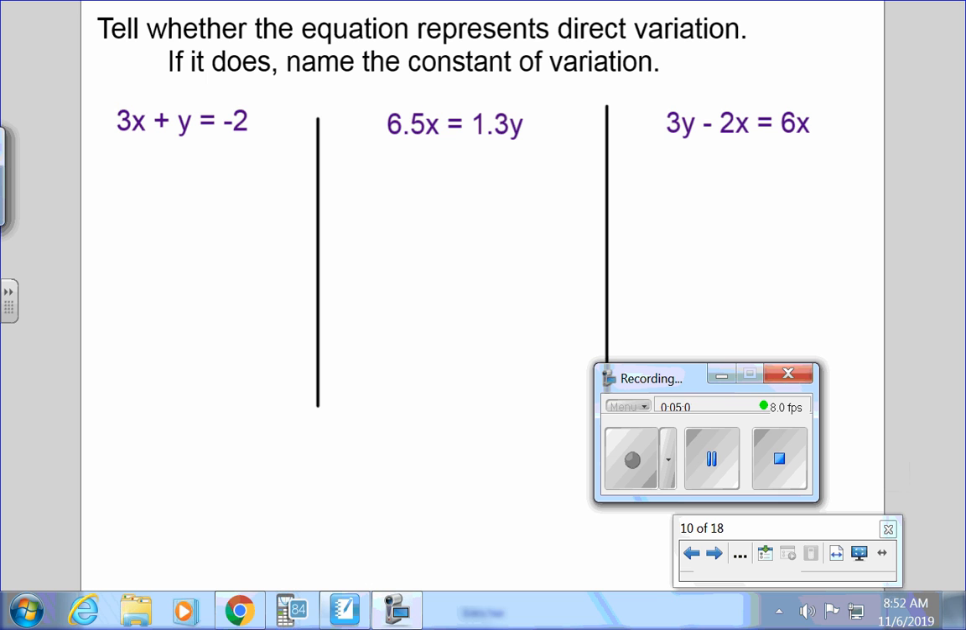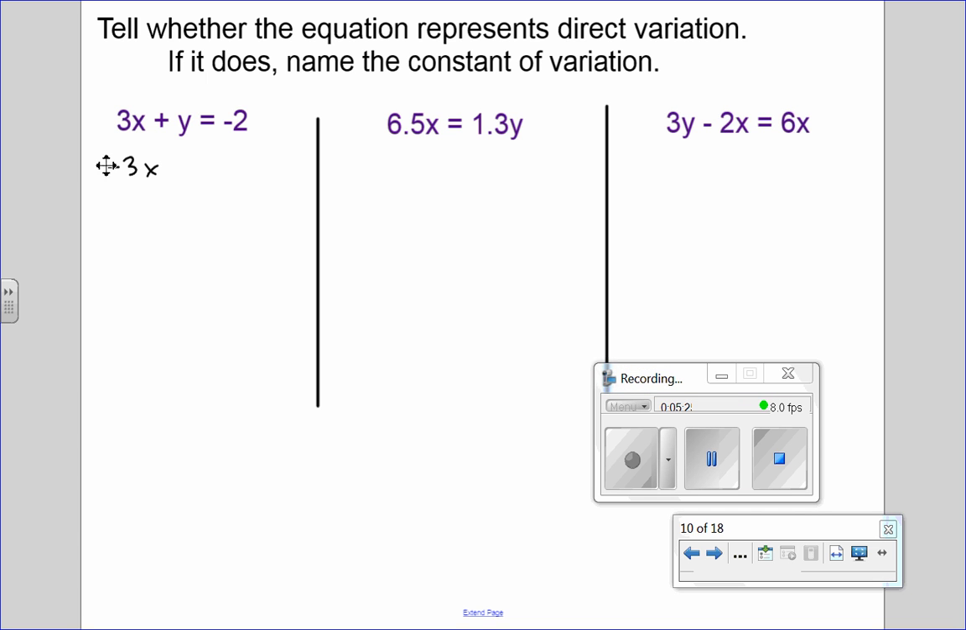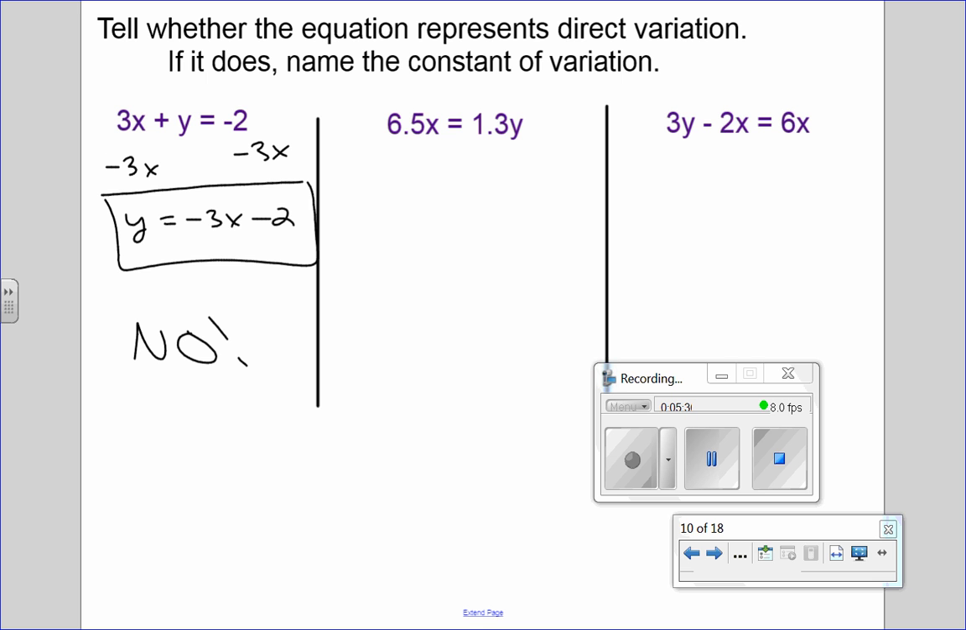Okay, so we're going to look at all these different equations. We're going to try to get them into slope-intercept form, and we're going to say yes or no whether it's direct variation. So once it's in slope-intercept form, if it has a slope but it has a y-intercept of 0, that would be direct variation. So what would I do to get this one into slope-intercept form? One step. Subtract what? Good. So if I subtract this 3x, I'd have y equals negative 3x minus 2. Is that going to be direct variation? Does that have a y-intercept of 0? Nope. That negative 2 ruins it.